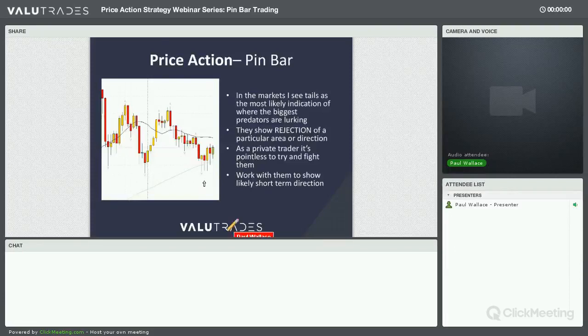Don't try and fight them. When you see lots of pin bars, lots of tails like that in a particular area, well then actually the best thing you can do is don't try and fight them. Don't try and fight them. It's pointless. What you want to do is to work with them.